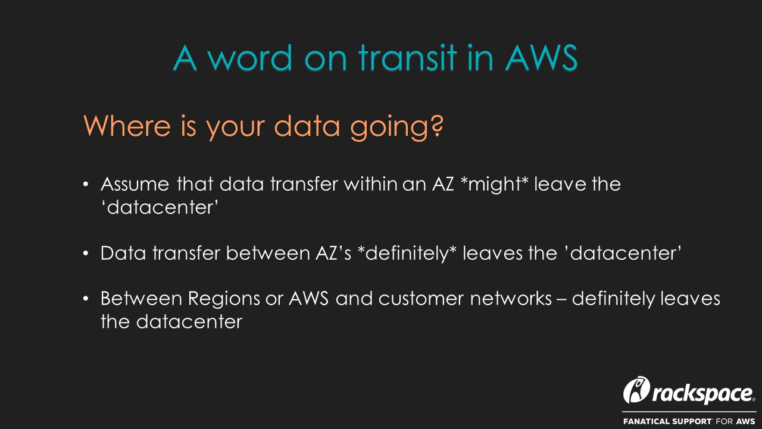Data transfer between availability zones is definitely going to leave the data center because the AZ is like a data center construct. You're definitely going to be traversing some form of a wide area network. And then between regions, obviously, you're definitely leaving the data center. And also between customer networks. So if you have multiple VPCs, even within the same account, you're actually going to leave your VPC, go to the edge, and come back into another VPC. So at some point, that traffic will be sitting on the edge in an unencrypted fashion if you're not using encryption.